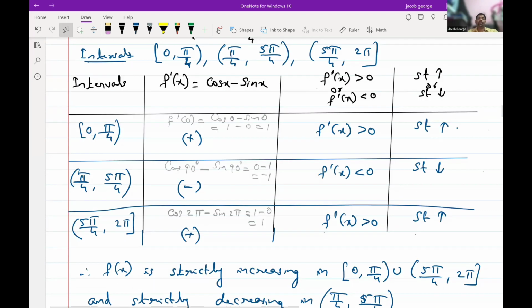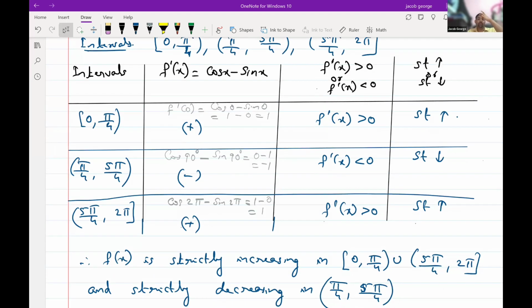I substituted 0 to pi by 4, I substituted 0. And then pi by 4 to 5 pi by 4, 45 to the 225, I substituted 90 degree. It is negative. 5 pi by 4 to 2 pi, I substituted 2 pi. So that is positive. Then we write the intervals.